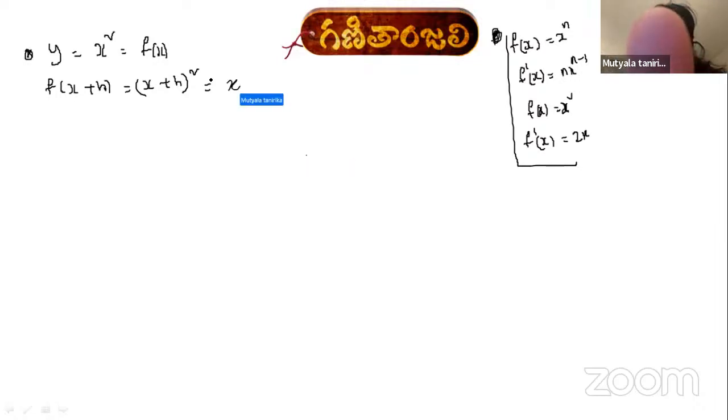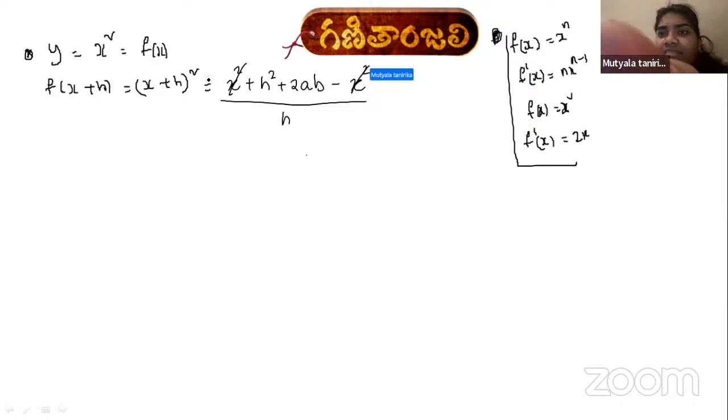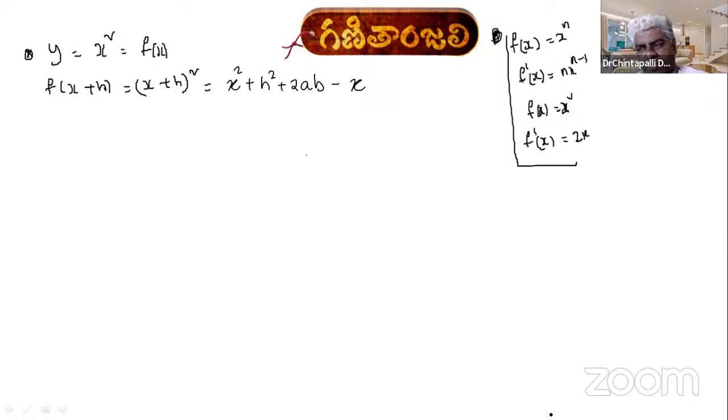Okay, so x square plus h square plus 2xh minus x square by h. Very good, these two get cancelled. Keep, no, not just wait. We are finding only x plus h whole square, not using the formula directly. Yes sir, later we can use that format.